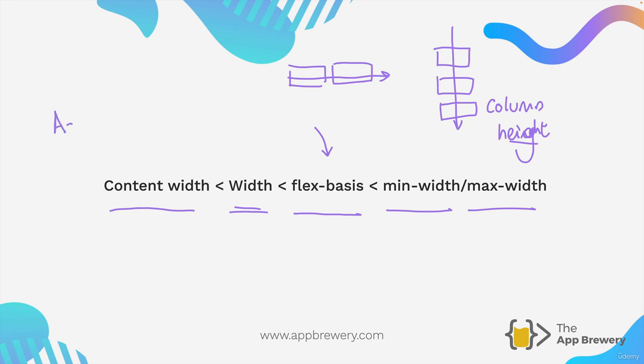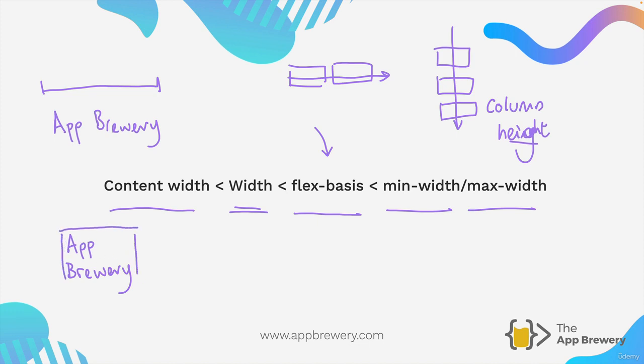Let's say you had an item that contained a paragraph with the words app brewery. The content width, the ideal width, is basically the width that allows that text to be lined up next to each other. If the flexible box had to shrink, then it will go down to the minimum size, which is where the text wraps and they are stacked one on top of each other. This is now pretty much the minimum content width.